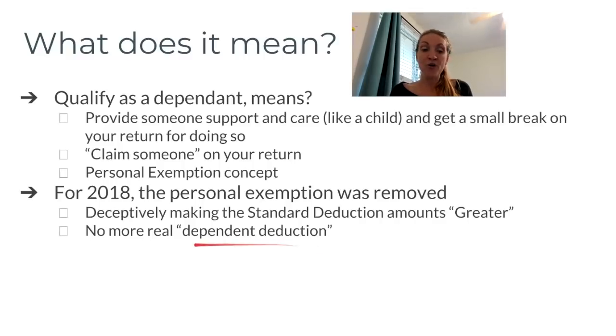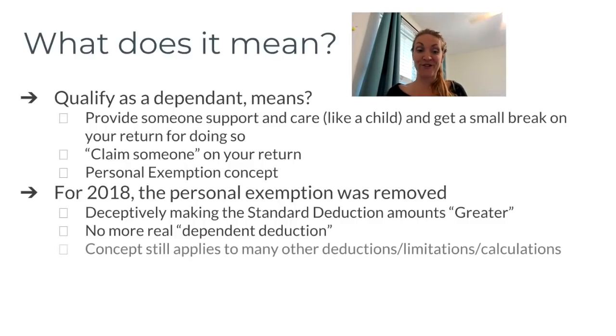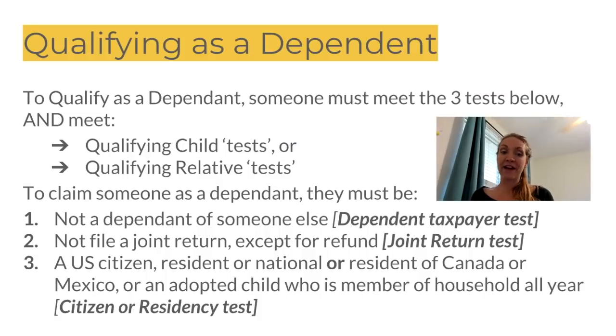So there's no more real dependent deduction, but we still have this concept of qualifying as a dependent because it applies to so many other things. So, qualifying as a dependent. To qualify as a dependent, someone must meet 3 basic tests, which I'll cover down here below, and either the qualifying child test or the qualifying relative test.